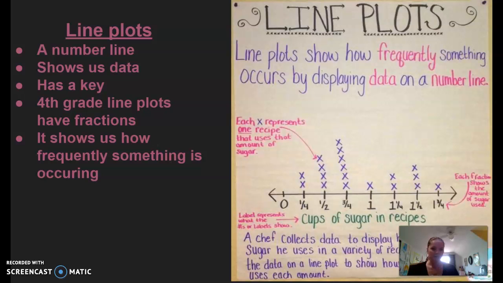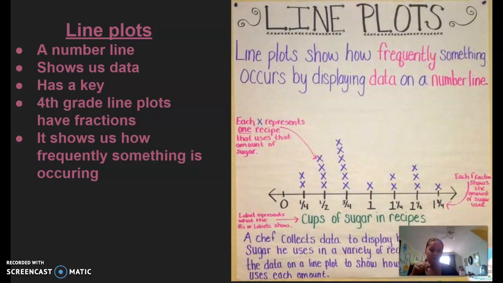So let's talk about line plots for a minute. Line plots, and the anchor chart tells you, line plots show how frequently something occurs by displaying data on a number line. So a line plot is essentially a number line, right? You can see that right here. It's a number line. And think about how hard you guys have been working on plotting those fractions on your number lines. You've been using number lines to compare to a benchmark fraction. You've been using number lines just to compare your fractions and partition. I mean, you have been using number lines a lot in these last few weeks. So this really should be pretty simple.